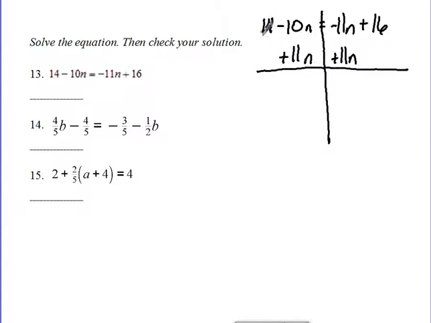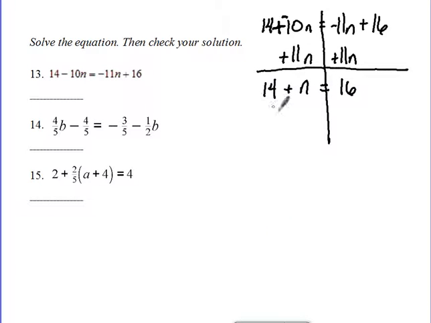So I have 14 minus 10n, and just for the sake of clarity, let's go ahead and change this minus 10n to plus negative 10n. It means the same thing, but now it's a little more clear that I'm adding negative 10 with positive 11, and I'm going to end up with only one n. So I've got n, and I've got 14. 14 plus n, and over here negative 11n plus 11n is 0. I wanted 0 on purpose because now I don't have any n's on this side of the equation, and 0 plus 16 is going to be 16.